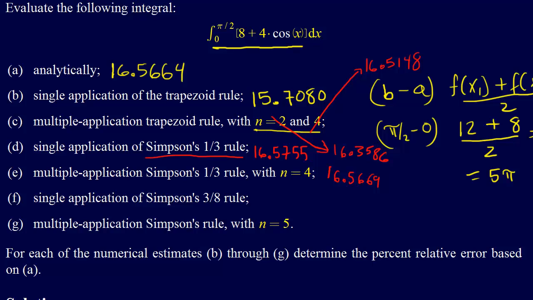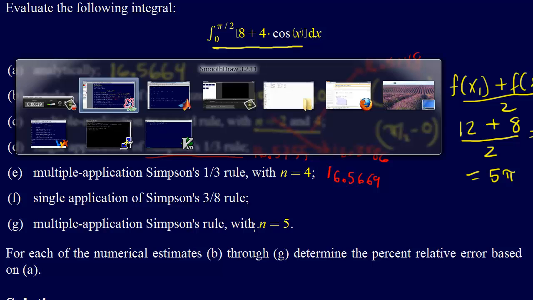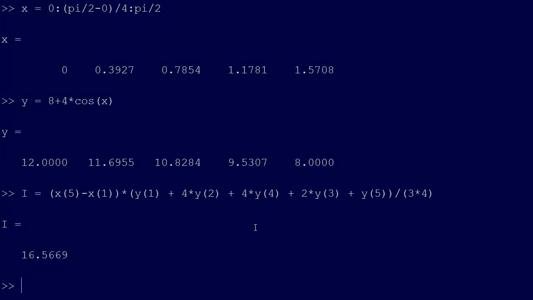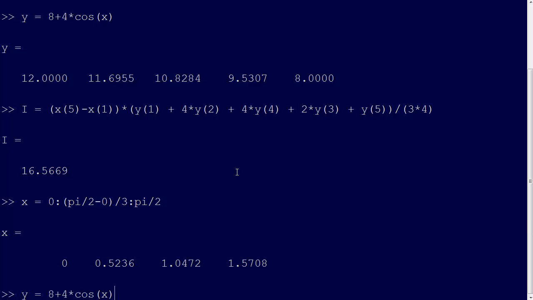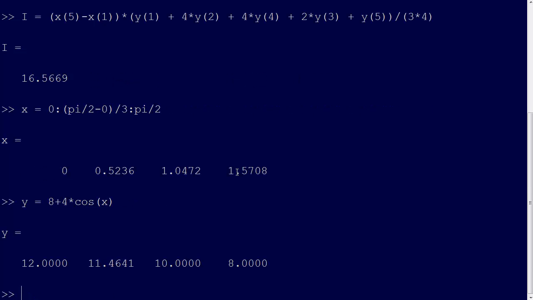Part F asks us to do a single application of Simpson's 3/8 rule, and Simpson's 3/8 rule uses 4 points, and we can see this on page 621. So Simpson's 3/8 rule uses 4 points, which means that we have 3 segments. So let's get MATLAB here and divide it into 3 segments. Let's say our x is equal to 0, and 3 segments to pi halves, and y is equal to 8 plus 4 times the cosine of x. All right, so this should be good, and now we just apply the formula.